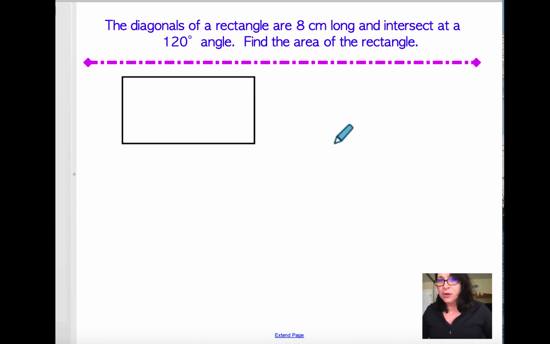Now to find the area of this rectangle, it says the diagonals of a rectangle are 8 centimeters long. What is important about that information is that diagonals in a rectangle are congruent, they're equal. So if that has a length of 8, so does this diagonal.